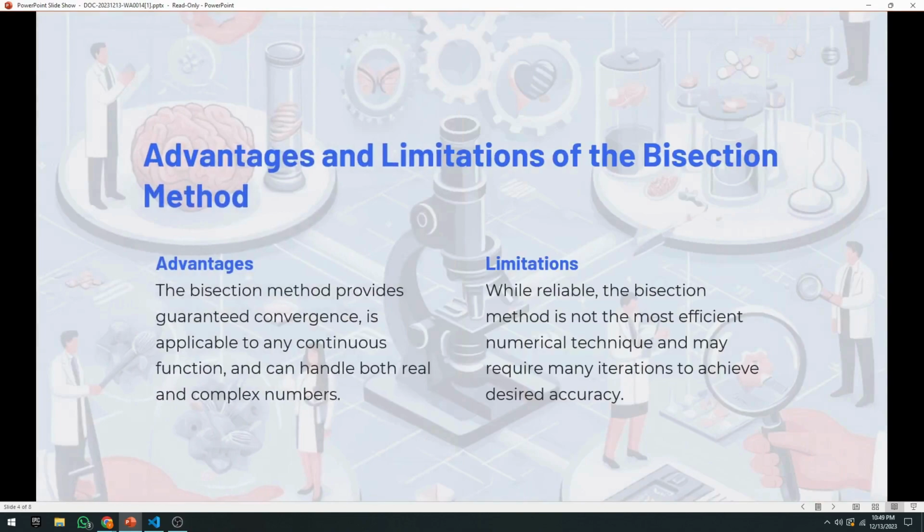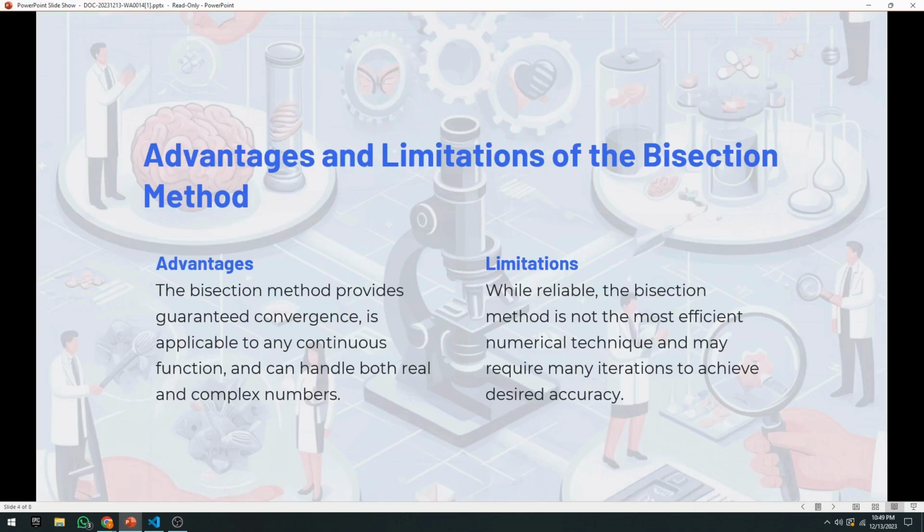Now, moving towards the next slide, we got advantages and limitations of the bisection method. Starting with the advantages, the bisection method provides guaranteed convergence, and it is applicable to any continuous function, and it can also handle both real and complex numbers. Moving towards the limitations, while it is reliable, the bisection method is not the most efficient numerical technique, and it may require many iterations to achieve the desired accuracy.